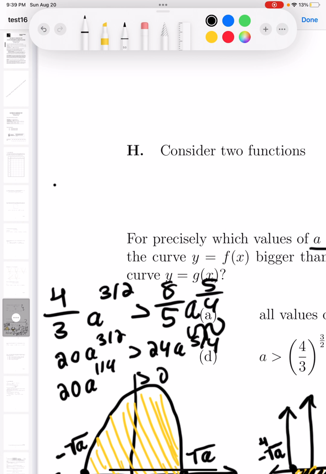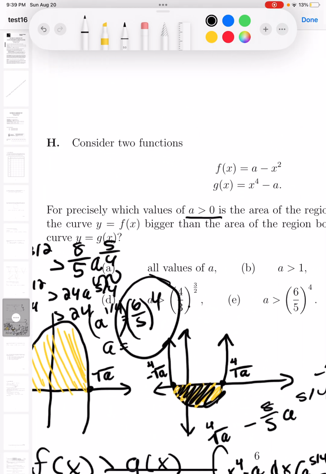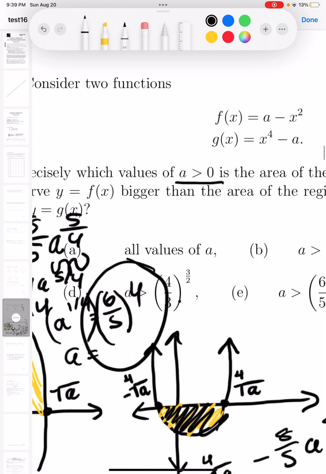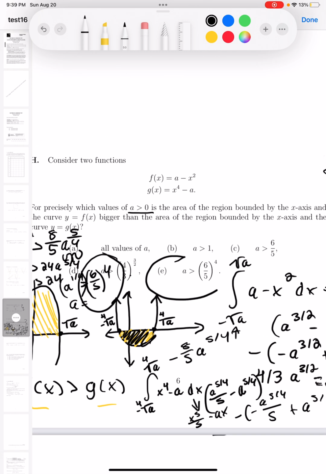So 20 a to the 1 over 4 is less than 24. And then we can basically divide by 20. Oh gosh, a to the 1 over 4 is equal to 24 over 20, which is the same thing as 6 over 5. Correct, yeah, 6 over 5. And then we can take the fourth root of that to get a equals this quantity here. Let's see what answer choice that is. But actually it's going to be greater, not equals. Sorry, I don't know why I said equals. Anyways, that's going to be answer choice E. We're done.